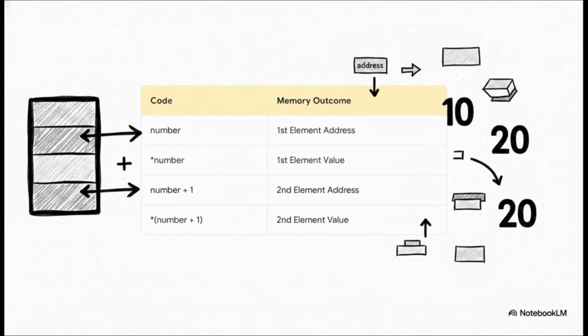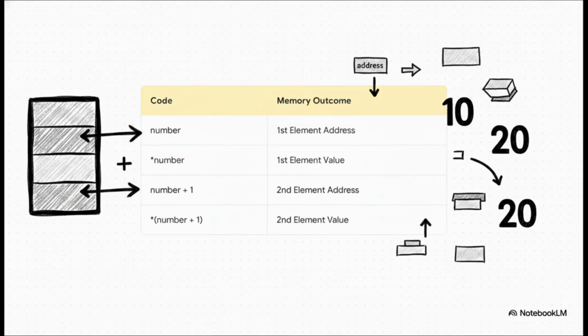Picture an array named number that holds the elements 10, 20, 30, 40, and 50. How do we actually step through all those elements if the function only got the starting address? Well, let's walk through the pointer math line by line. If we just use the name number, we get the address of the first element, let's call it 1000.